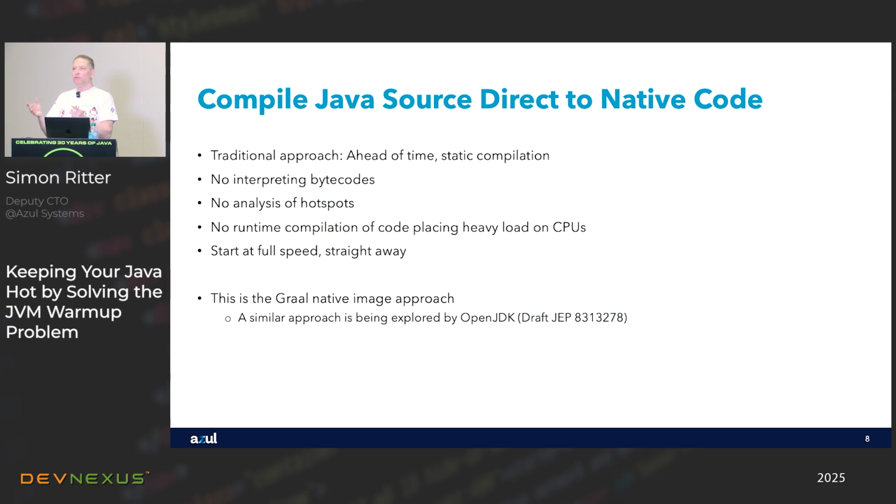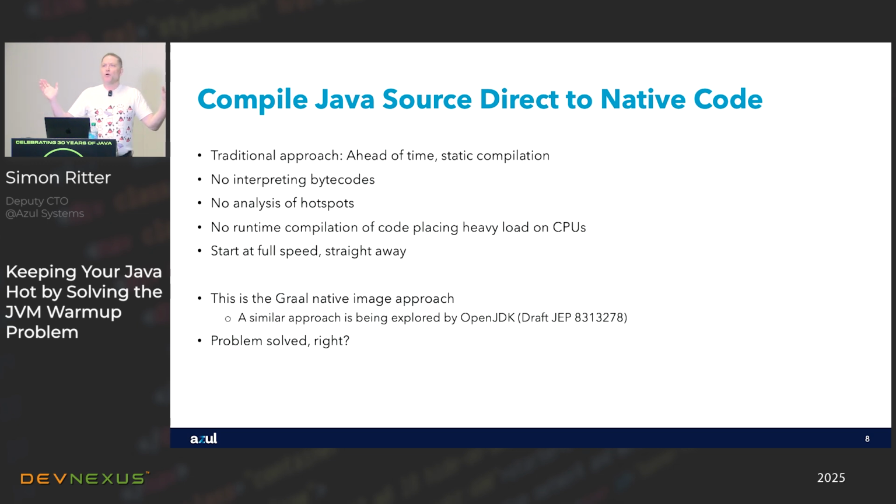This is the Graal native image approach. Who's tried Graal native image? Oh, fewer people than I would expect. Interesting. Okay, so Graal native image is a project that was started at Oracle. Actually, it was started at Sun before that. It's the idea of taking a Java application and, rather than converting it into bytecodes through javac, you actually convert it into a native application. And you run it just as you would compiled C or C++ code.